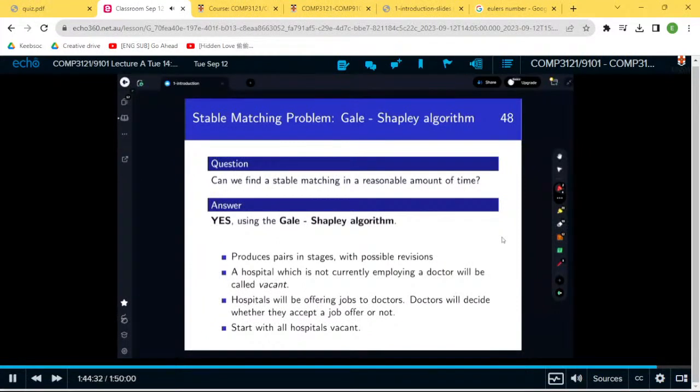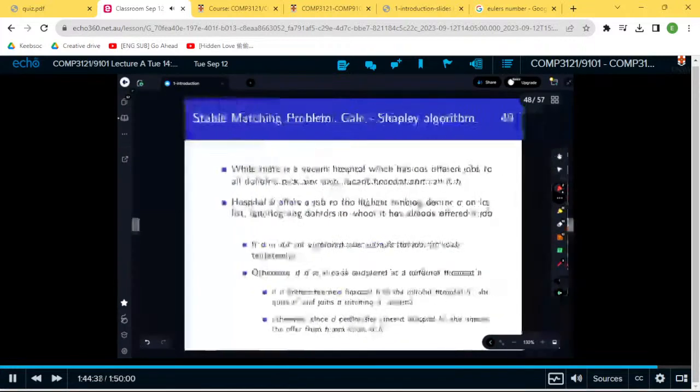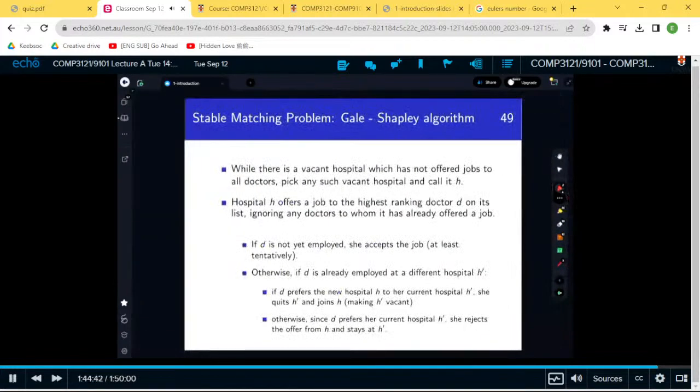So we start with all hospitals vacant. If there's a vacant hospital that has not yet offered a job to all doctors, so a hospital might have already considered every candidate, everybody has rejected them, in which case they don't get anybody. The hospital H offers a job to the highest ranked doctor that hasn't rejected it yet. It ignores all those doctors that it already has offered a job and where it got rejected, or where the candidate has left the hospital because they found something better. If the doctor is not yet employed, the doctor accepts the job. Otherwise, if the doctor is employed at a worse hospital, they also accept the job, leave the worse hospital, and join this one. And if the doctor currently has a better job, then they stay where they are.